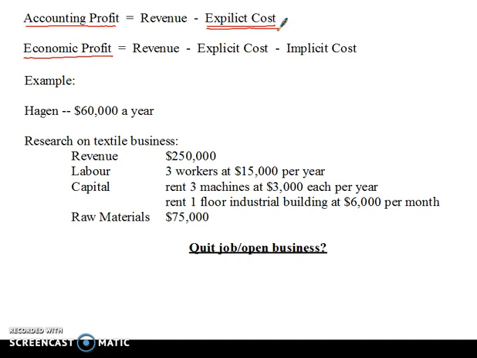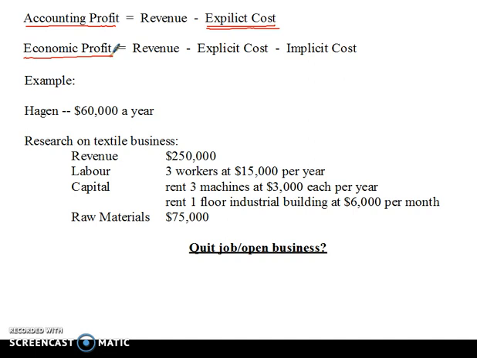Maybe a little pizza place might buy tomato sauce or a pizza oven or something like that, and that would be an explicit cost. And so an accounting profit is your revenue minus all those explicit costs, whenever money leaves the firm to go purchase inputs. And then we have economic profit.